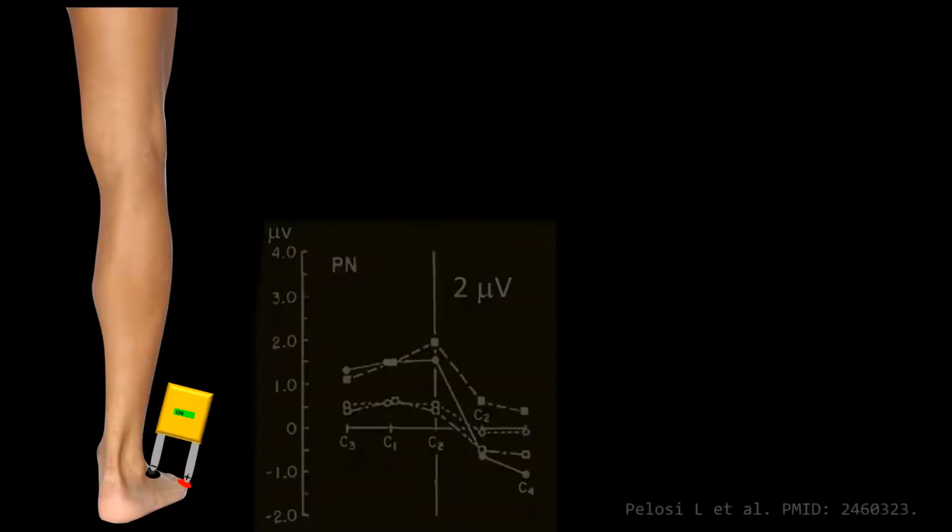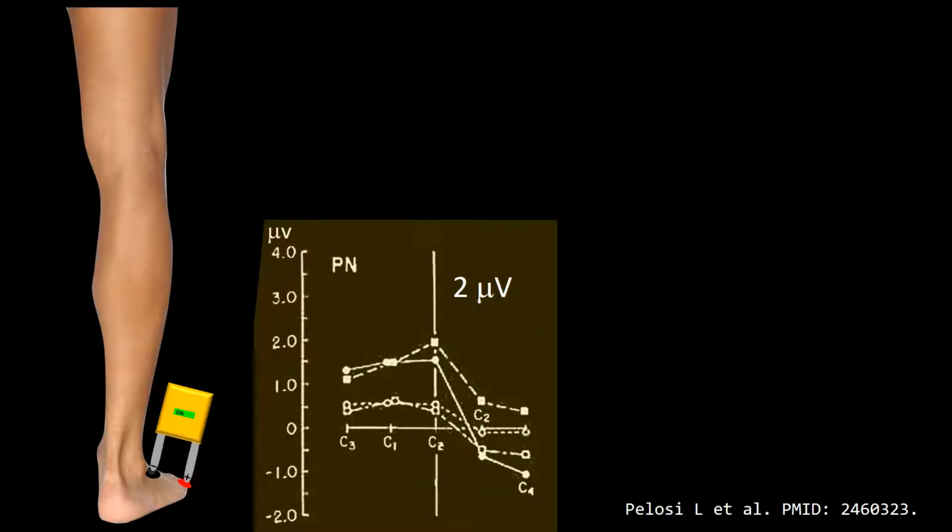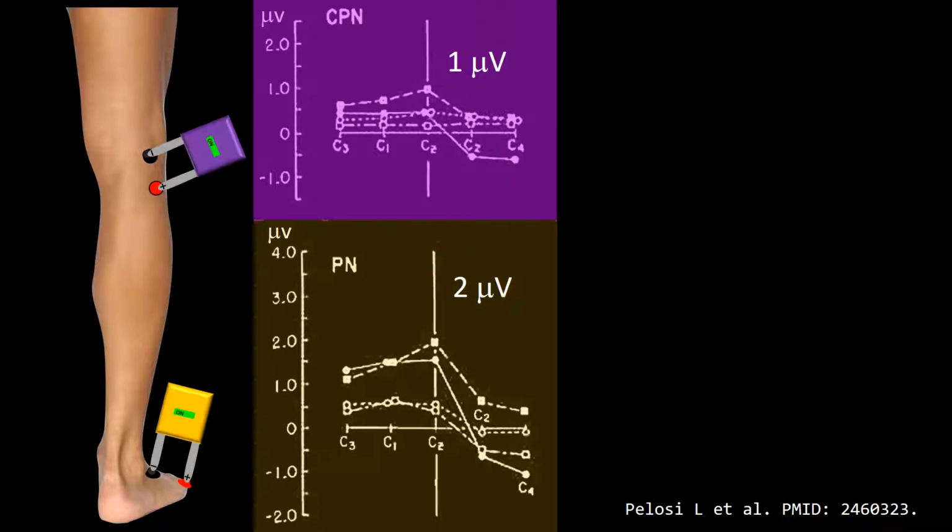So the stimulation of the superficial peroneal nerve produces peaks with maximal amplitude of about 2 microvolts, whereas stimulation of the common peroneal nerve at the popliteal fossa produces smaller amplitude peaks, as you can see, of 1 microvolt. This occurs despite the fact that more fibers are activated when the stimulation is at the popliteal fossa than when it is at the foot.